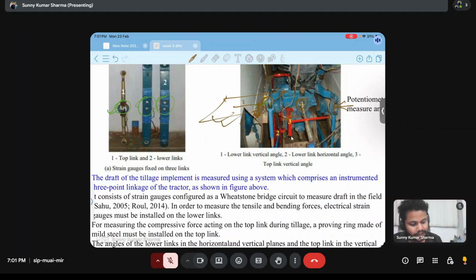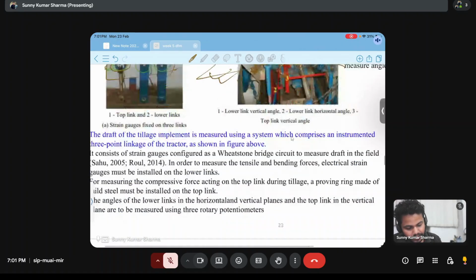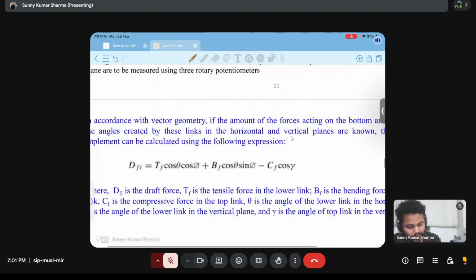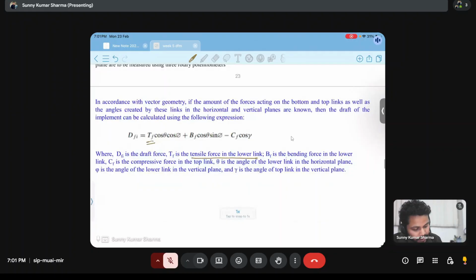So that will be the angle associated with all the 3 points, and the compression or tensile force acting on all these three links we can also get with the help of the strain gauge or a kind of load cell. So if we know the tensile force in the lower link, that is TF, the bending force in the lower link, that is BF, and the compressive force in the top link, that is CF. The top link will be in compression and the lower link will be in tension.